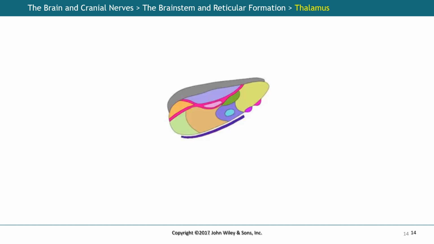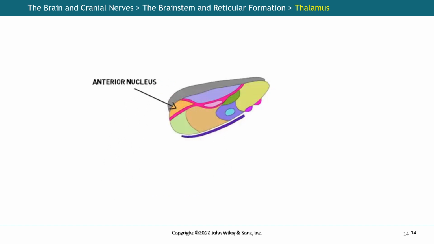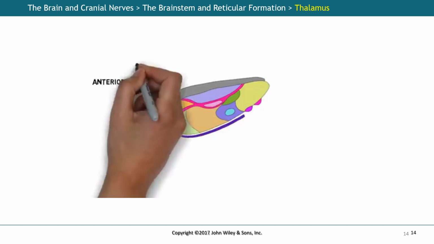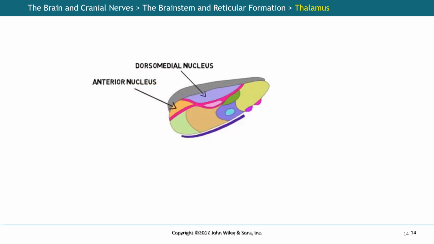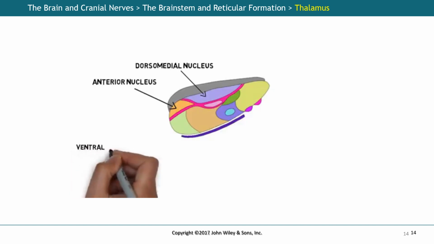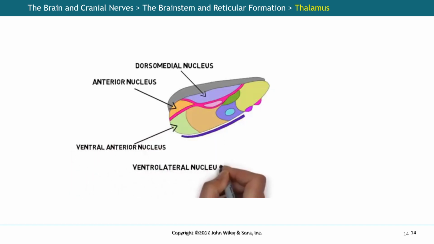Each of these nuclei has multiple functions. I will only mention one or two of the best known functions here. At the anterior of the thalamus is a nucleus called the anterior nucleus. It is extensively connected to the hippocampus and is thought to be involved in memory. The dorsomedial nucleus is thought to be involved in emotional behavior and memory. The ventral anterior nucleus and ventrolateral nucleus are thought to be involved in motor functions.